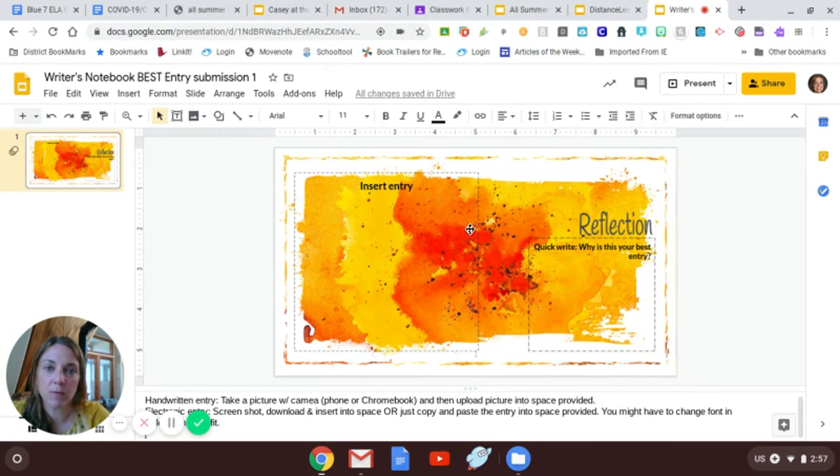So if you did a handwritten one, you could just literally take a photo of it. You could just insert it here. You could take a picture of it on your phone, go ahead, email it to yourself. You can download it, insert it in there. If you did an electronic notebook like I did, I'm probably just going to go back and literally copy and paste my entry into here. I'm probably going to have to change the font because I think the font was pretty big in my writer's notebook. So I might scale it back to like a size 16 or something.